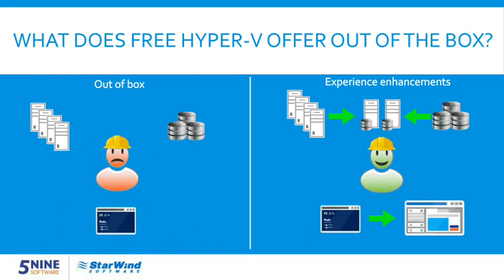Right. So Hyper-V actually offers quite a bit. What does it offer out of the box when you use Hyper-V? Out of the box, it's a really powerful hypervisor. By default, you get the Hyper-V role installed on it. You can install the failover clustering feature on it and cluster multiple boxes to provide redundancy. And that's really neat for a free hypervisor.